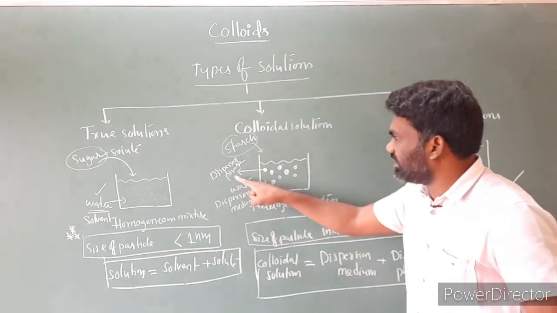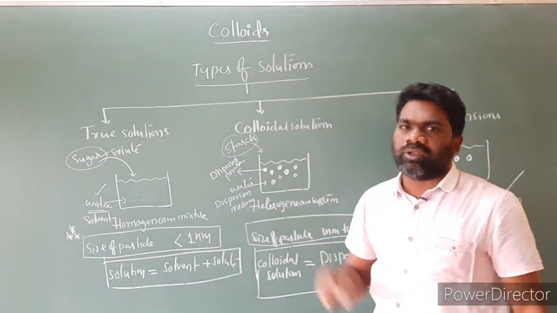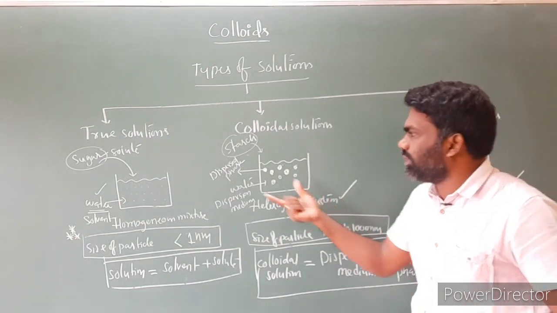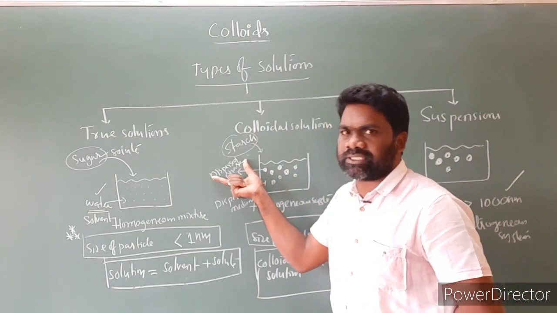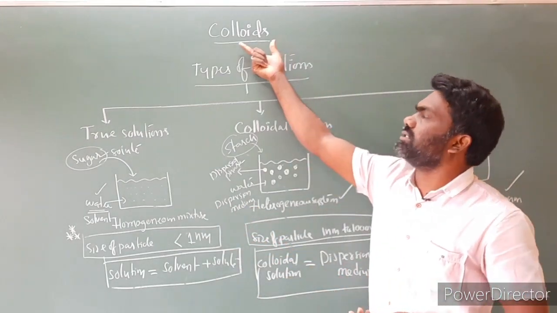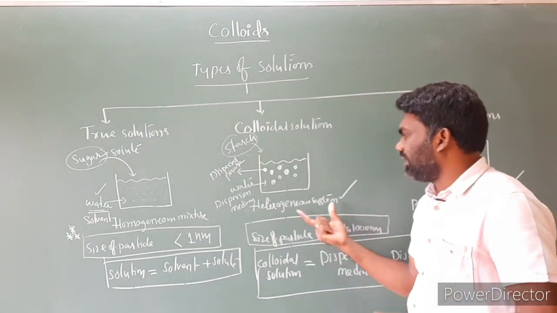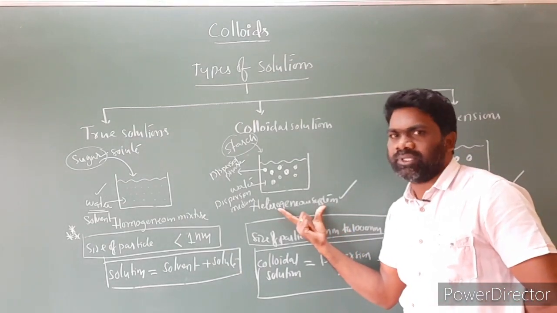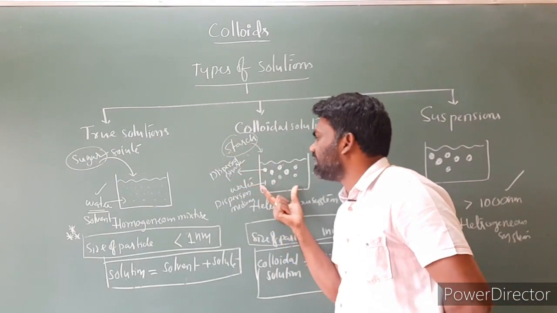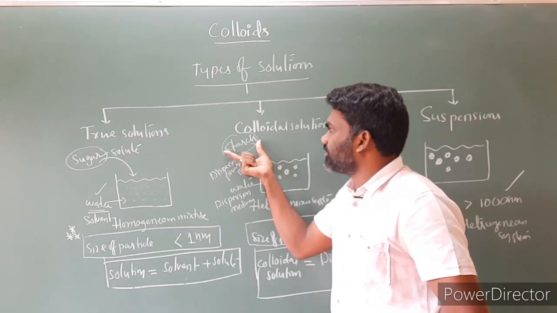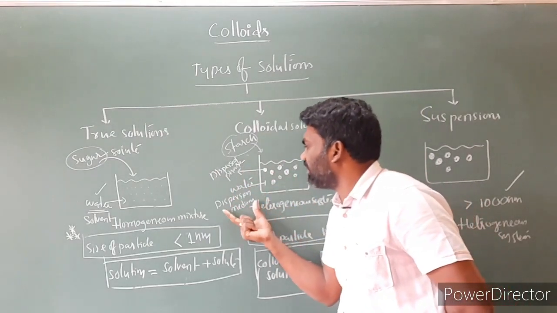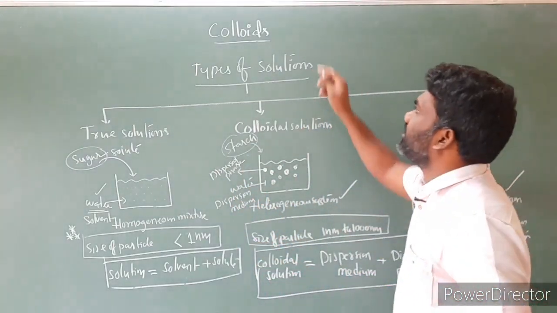So based on this dispersed phase and dispersion medium, we can define colloids. Colloids are a heterogeneous system in which one substance, the dispersed phase, is dispersed in another substance, the dispersion medium. Here the substance you are dispersing is starch. The starch is the dispersed phase, which you are dispersing in water, so water is the dispersion medium. That is the definition of colloids.